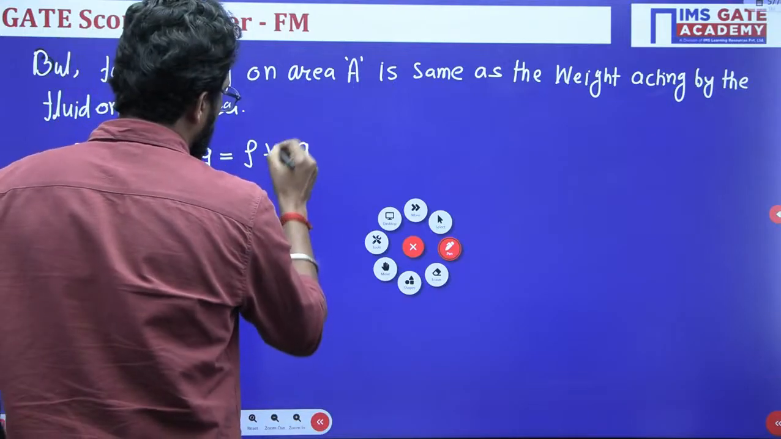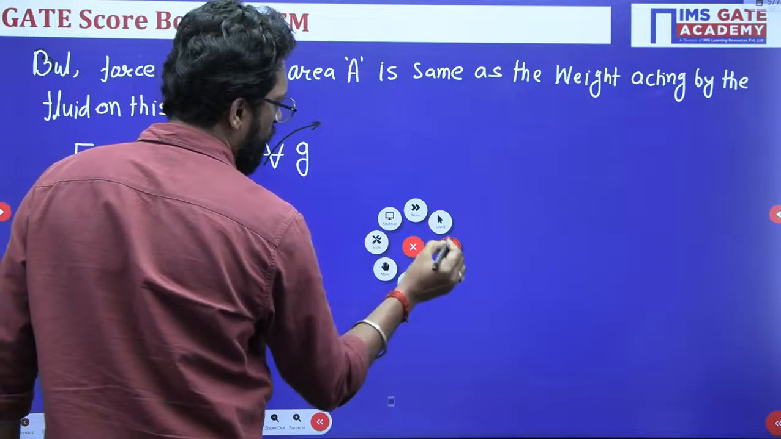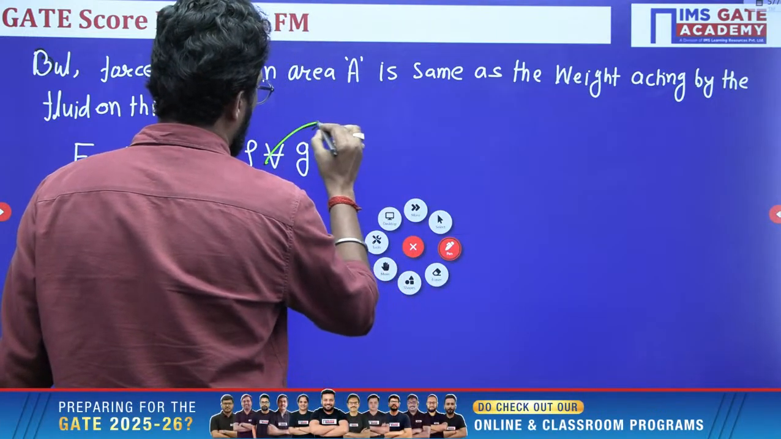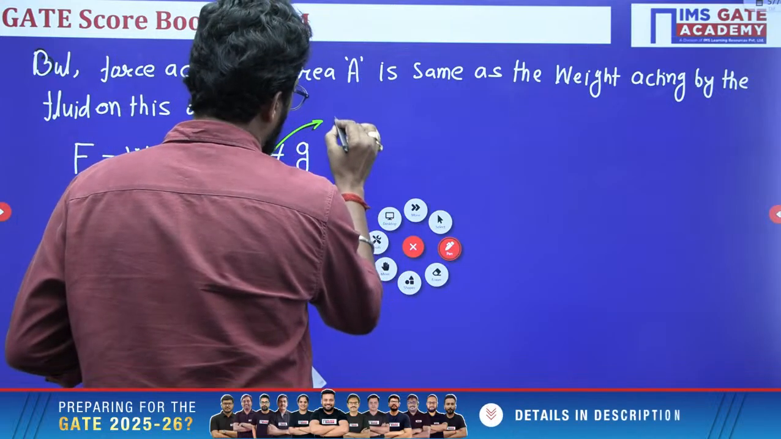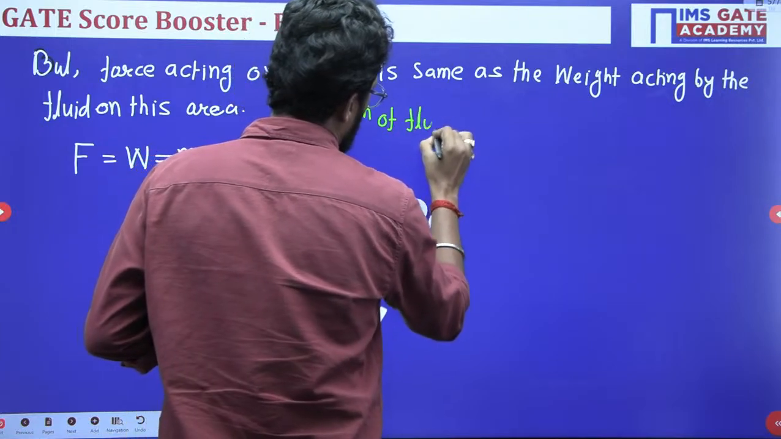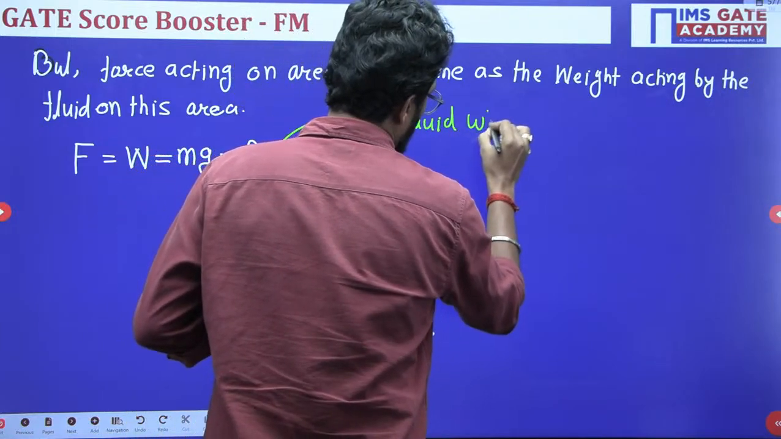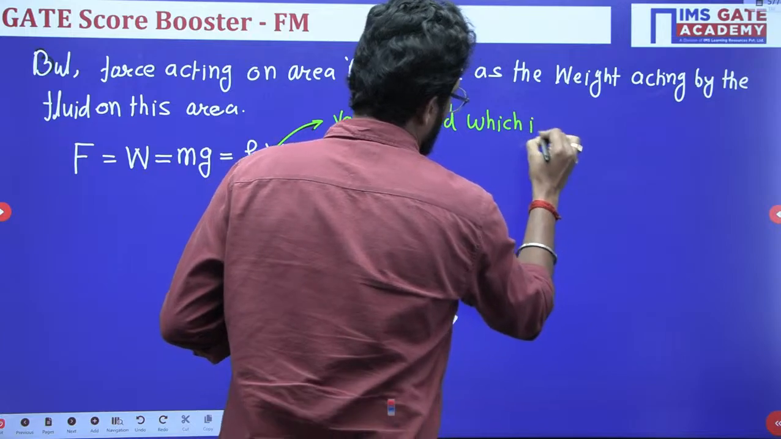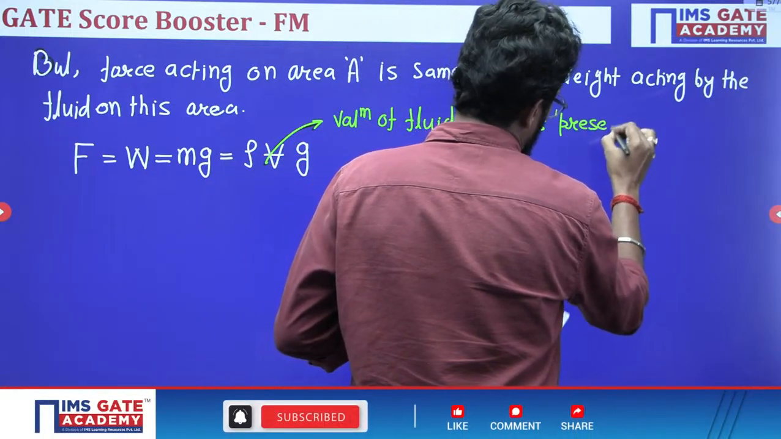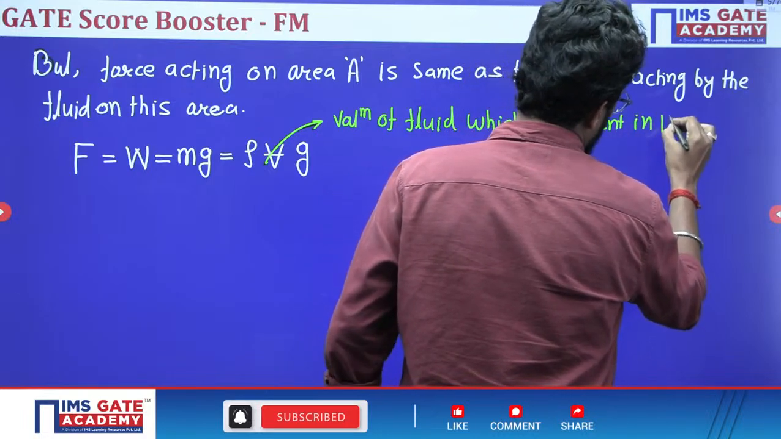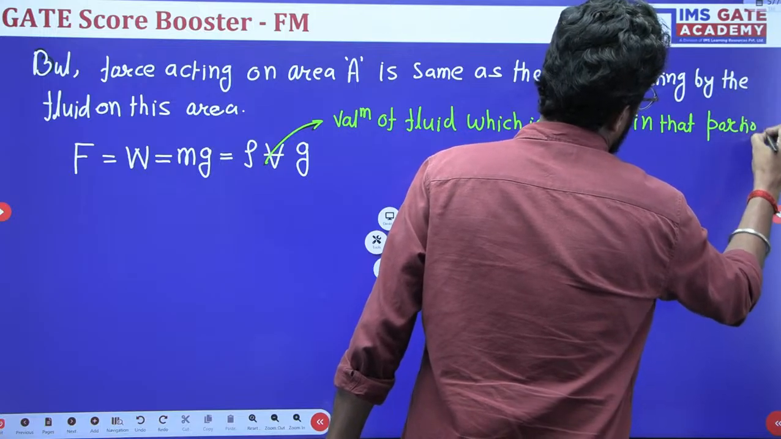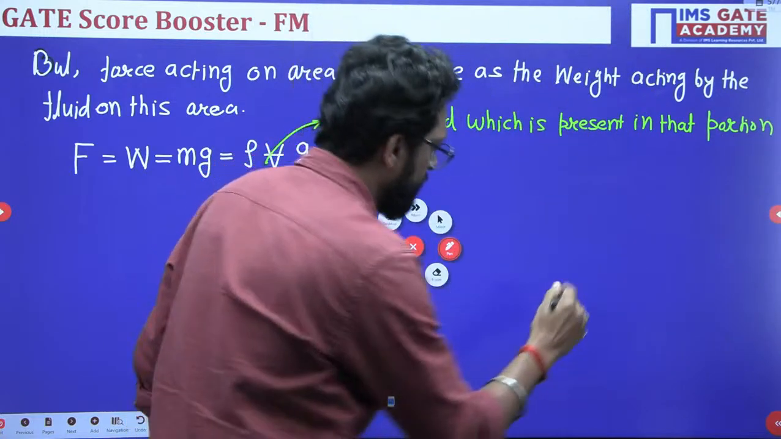So, this volume is what? This volume is what, beta? This volume is nothing, it is the volume of fluid which is present in that portion. And what is the portion, my dear? See this thing, very important, see.